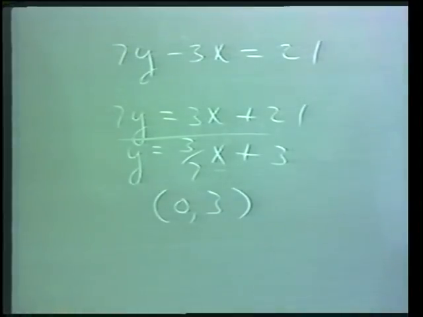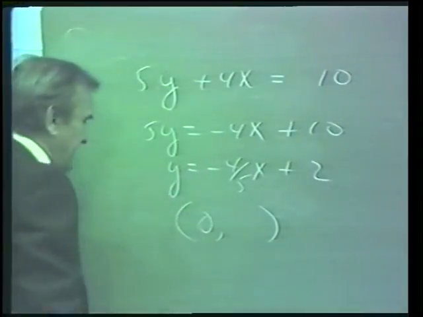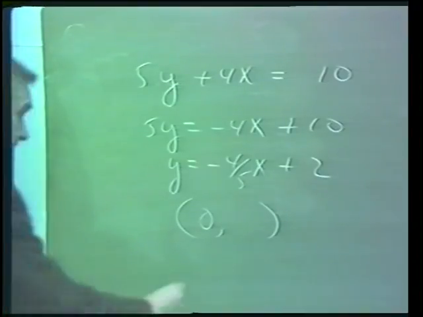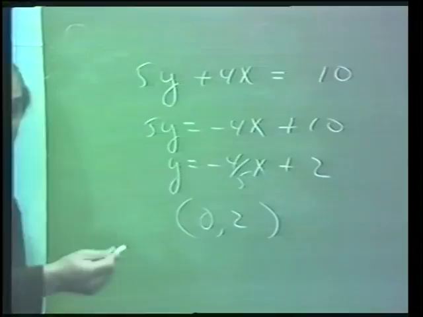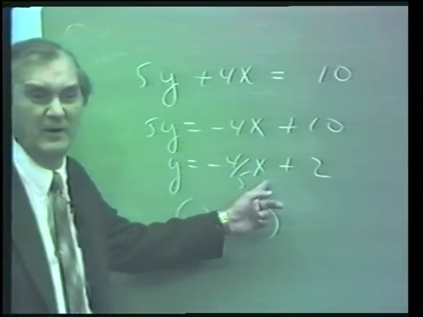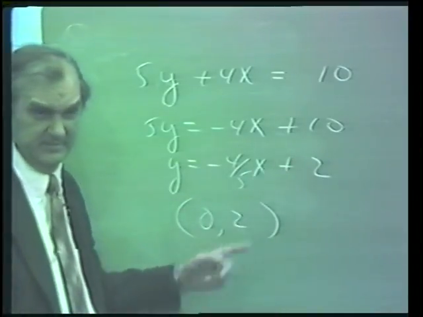Let's go to this equation. Again, y is equal to negative 4/5 x plus 2, and let's find out what happens when x is 0 there. What's y? 2. Okay? Everybody follow that. If x is 0, plug it in. What's 4/5 times 0, Wong? 0. Plus 2 is 2.